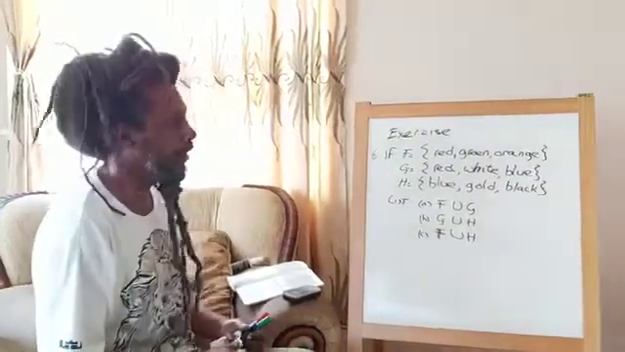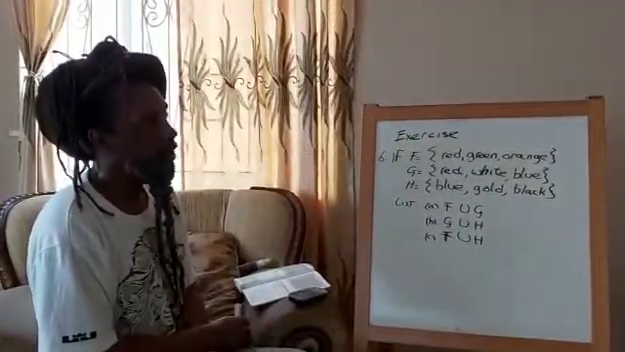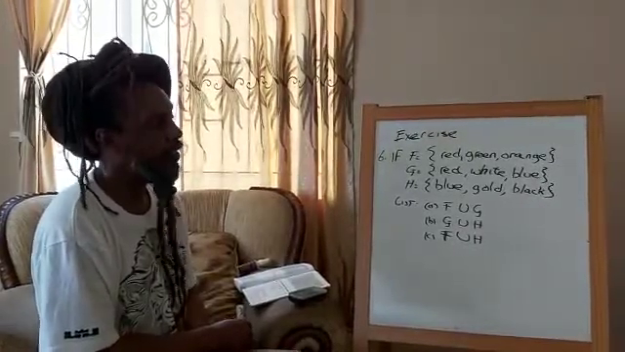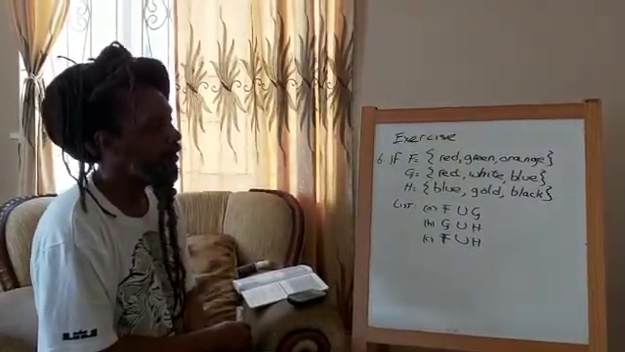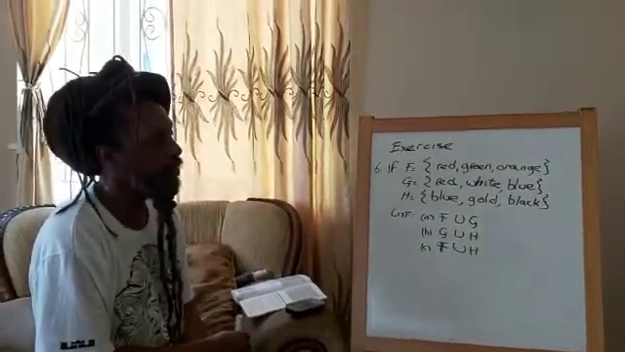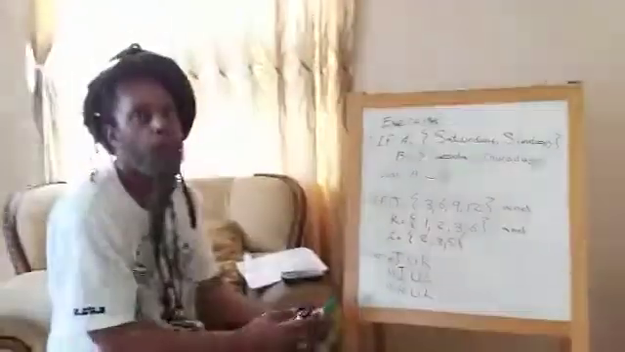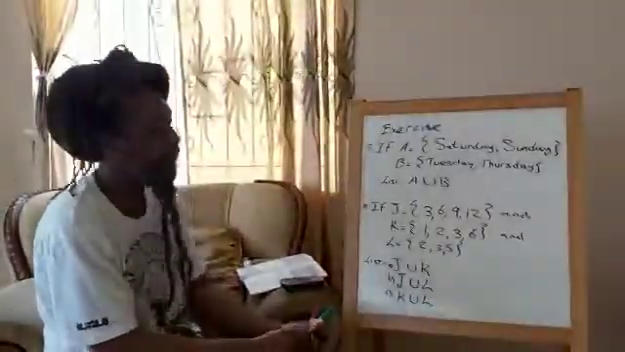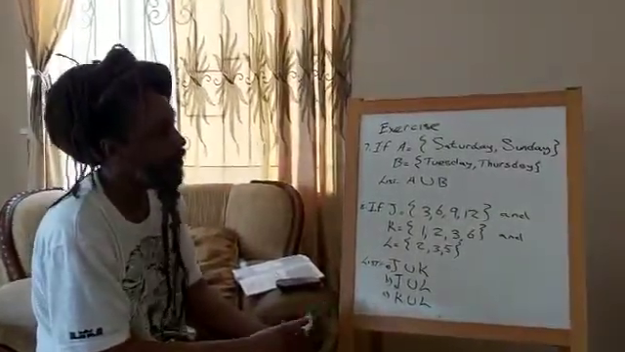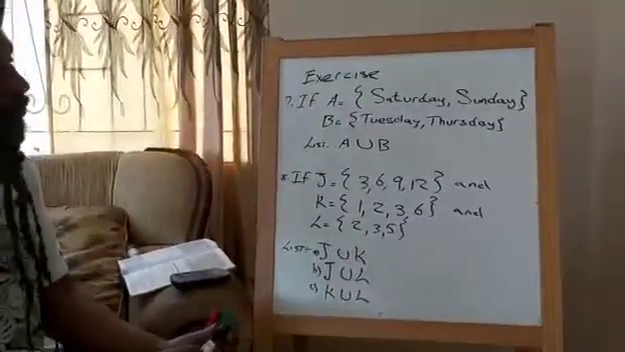Alright, so we're on to number 6. So if F is {red, green, orange}, set G {red, white, blue}, set H {blue, gold, black}, list: A, F union G; B, G union H; C, F union H. Alright, so number 7. If A is equal to {Saturday, Sunday}, and B is equal to {Tuesday, Thursday}, list A union B. Fairly simple.